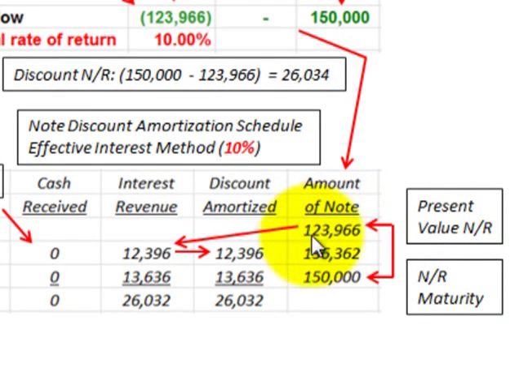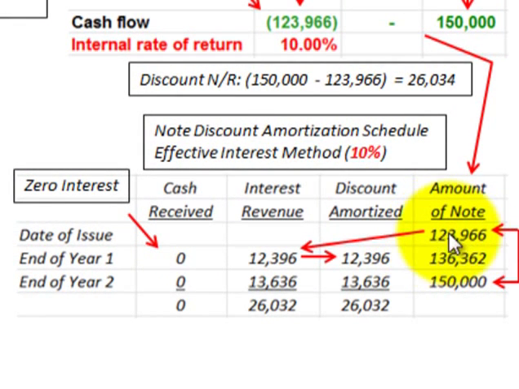So we start out with our amortized amount here of $123,966, and we have to amortize it up here to $150,000, its maturity value. The $123,966 is its present value. So just taking our 10% interest rate here times the beginning balance, $123,966, you get your interest revenue for end of year 1 here at $12,396, and the discount amortization equals the interest revenue here. So add that to the beginning balance here, $123,966, and you get $136,362. And you just continue using this 10% method here for your interest amortization, and you'd amortize it up here to $150,000.